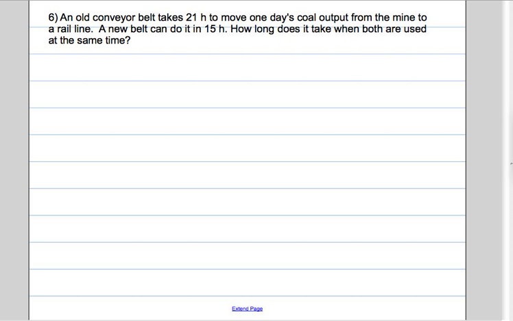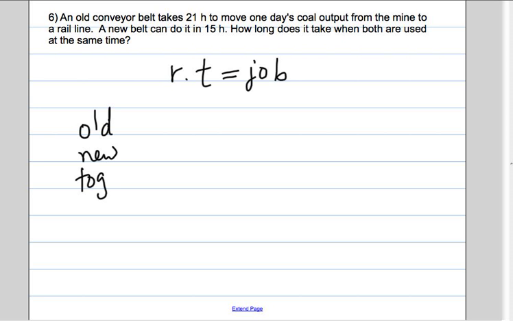So we use the formula rate times time equals job. So we're going to do this for the old belt, for the new belt, and then together. And we set up a chart.